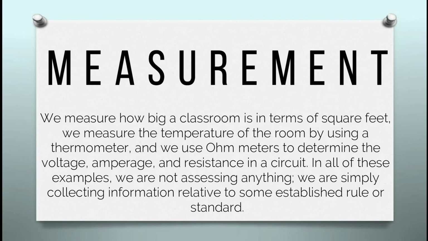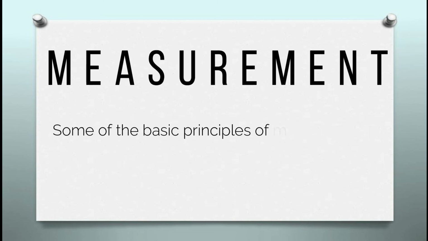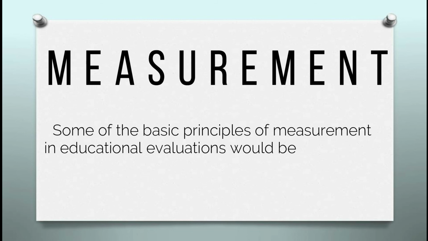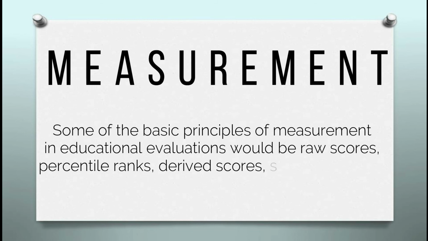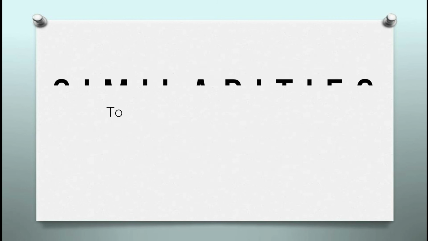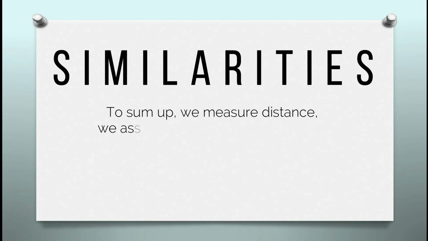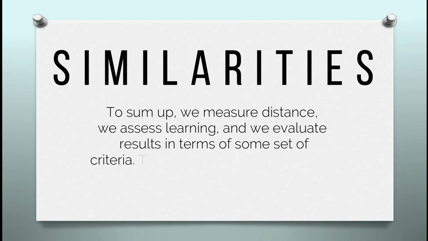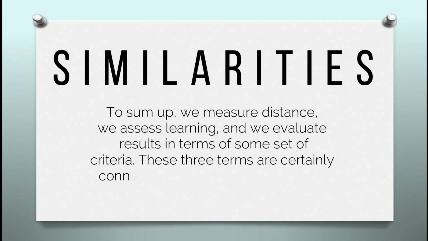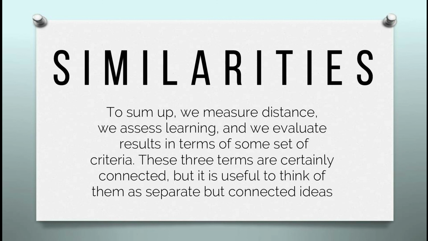Measurement, beyond its general definition, refers to the set of procedures and the principles for how to use the procedures in educational tests and assessments. Some of the basic principles of measurement in educational evaluations would be raw scores, percentile ranks, derived scores, and standard scores. And to sum it all, we measure distance, we assess learning, and we evaluate results in terms of some set of criteria. These three terms certainly share some common attributes, but it is useful to think of them as separate but connected ideas and processes.